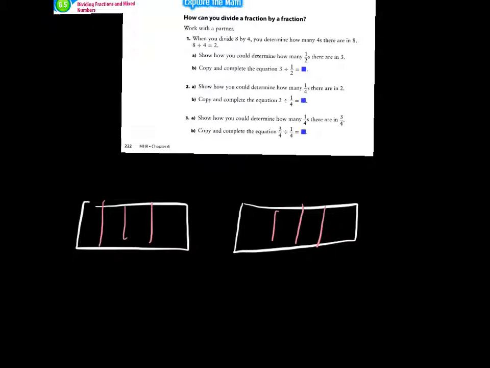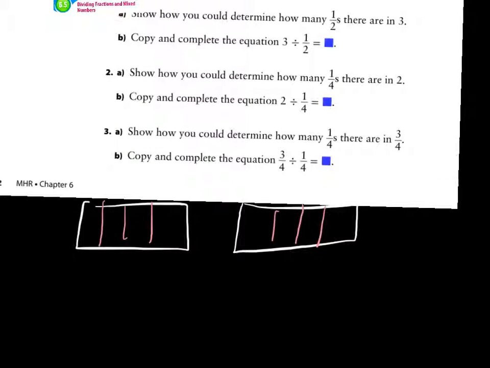So I'll go back to the original question, and it says, can you copy and complete the equation? What is 2 divided by a quarter? When you're saying that, you're actually asking how many quarters are in those 2 wholes, and we just counted them. We counted that there's 8 of them. So the answer to 2 divided by a quarter is going to be 8.